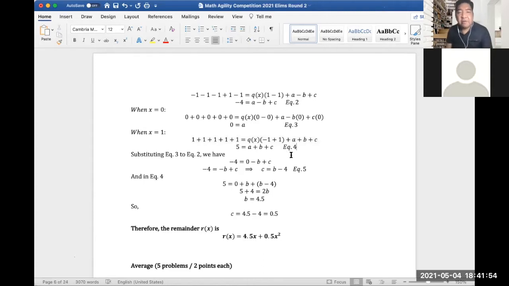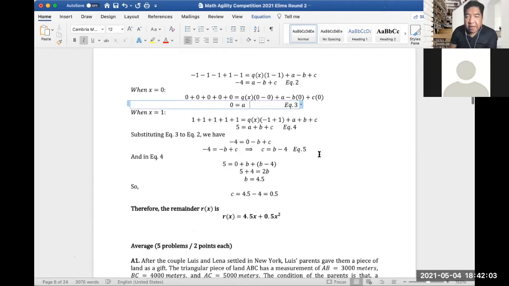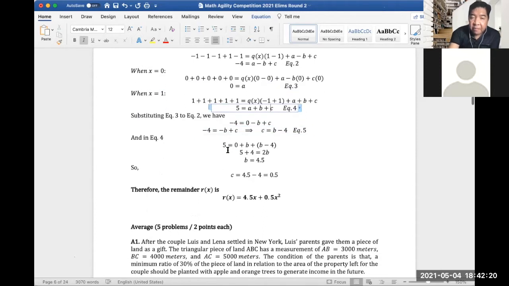If we substitute equation 3, where a is 0, into equation 2, we will get equation 5, which is c equals b minus 4 here. And then substitute this value of c into equation 4. So we will have 5 equals 0 plus b plus quantity b minus 4. So we will get b equals 4.5.